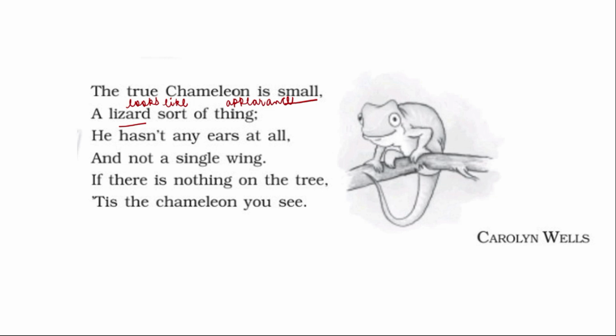I taught you the spelling of appearance in the previous video, if you remember, the most common spelling mistakes in writing. Yes, appearance. He hasn't any ears at all, so the chameleon has no ears and no wings. If there's nothing on the tree, so if you cannot see anything on the tree, then you can be assured that it is a chameleon. Because what does a chameleon do? A chameleon conceals itself. Conceal means hide itself by changing its color according to the surroundings.